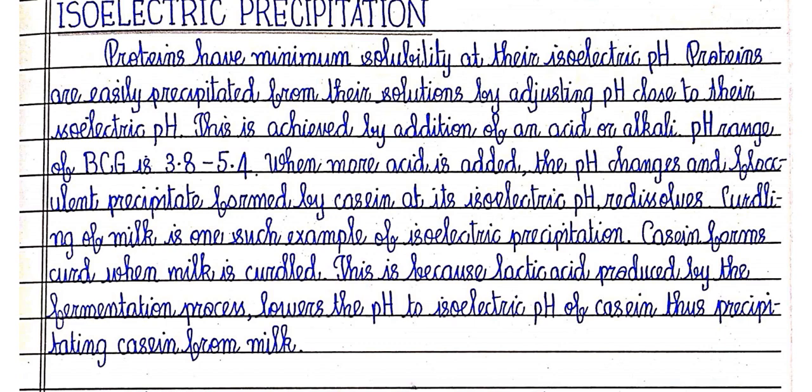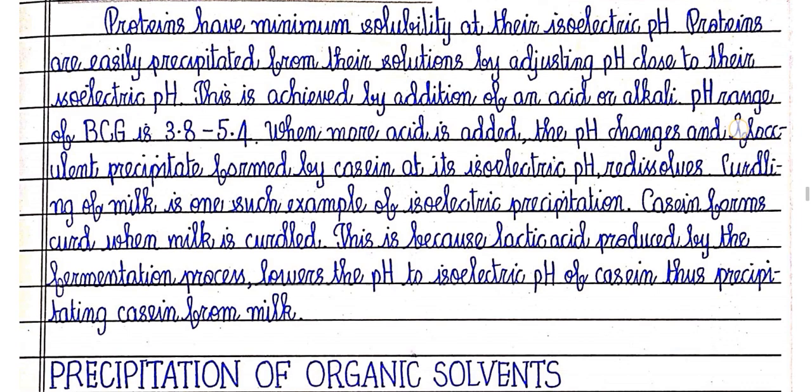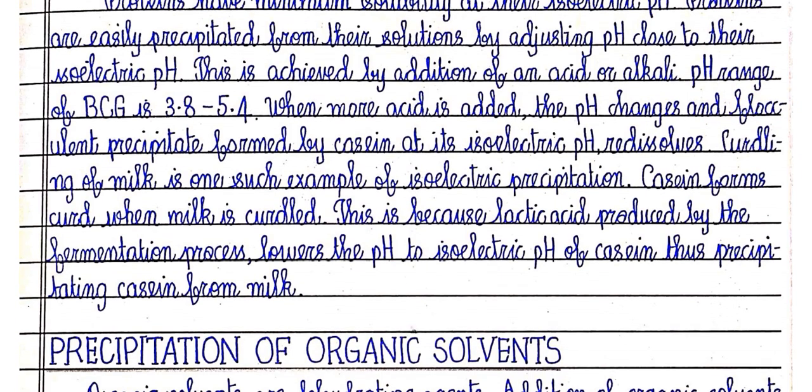The curding of milk is an example of isoelectric precipitation. Casein forms curd when milk is curdled. This is a reaction because lactic acid produced by the fermentation process lowers the pH to the isoelectric pH of casein, thus precipitating the casein from milk.